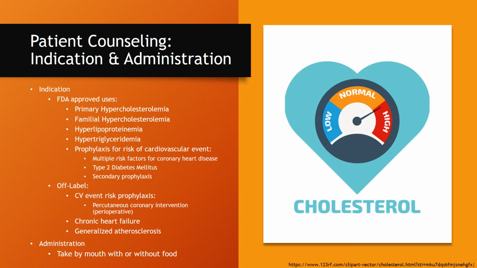Indication and administration. Atorvastatin has been approved by the FDA for use in hypercholesterolemia, familial hypercholesterolemia, hyperlipoproteinemia, hypertriglyceridemia, as well as prophylaxis for risk of cardiovascular event, and that might be due to multiple risk factors for coronary heart disease, type 2 diabetes, secondary prophylaxis. It's also used off-label for CV event risk prophylaxis like above, but specifically for PCI, also chronic heart failure, atherosclerosis. For basic administration, we're going to be taking this by mouth with or without food.